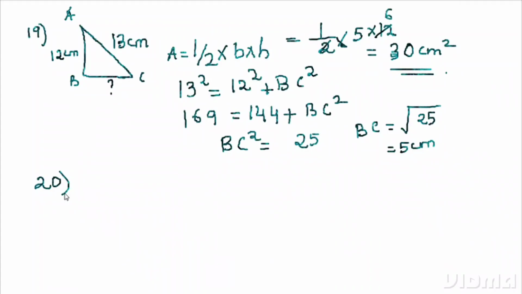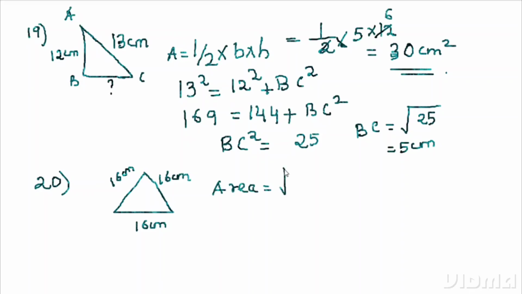So the 20th question says that you have to find the area of an equilateral triangle. So let's draw an equilateral triangle first. So what is an equilateral triangle? Whose all the sides are equal. So they have given you the sides as 16 centimeter. So all the sides are going to be 16 centimeter and you have to find the area. So what is the area of an equilateral triangle? It says that it is root 3 by 4 multiplied by side square. And here the side is given to you as 16.